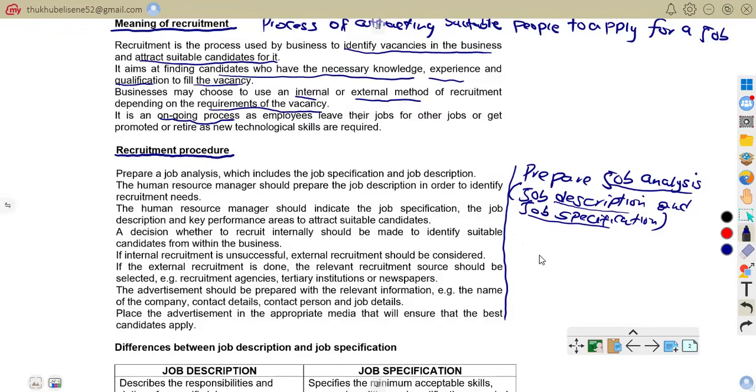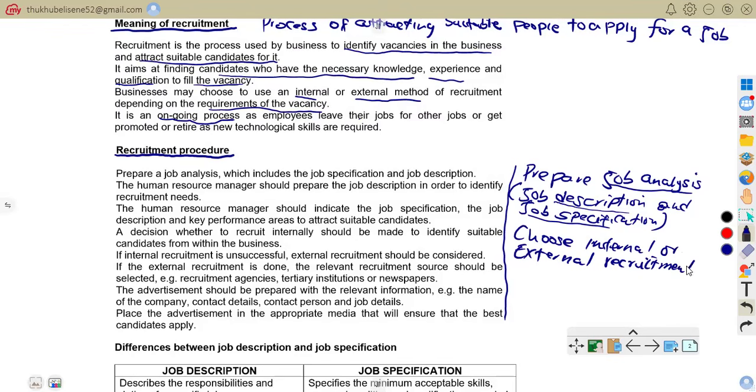Also, the human resource manager initiates recruitment. That is where you start the process of finding candidates. And you are also going to choose between internal or external recruitment, whether you are going for external or internal recruitment.